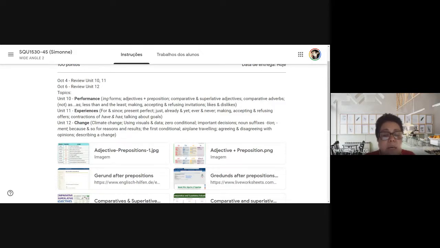If you want to talk about experiences, put examples using the present perfect, okay? The lesson has a lot of examples. If you want to talk about climate change, then put examples from Unit 12 using the zero conditional, the first conditional. If you want to talk about performances and things like that, presentations and stuff, then you put examples of adjectives plus preposition, comparatives, superlative adjectives, and so on. Unit 10 has a lot of examples.